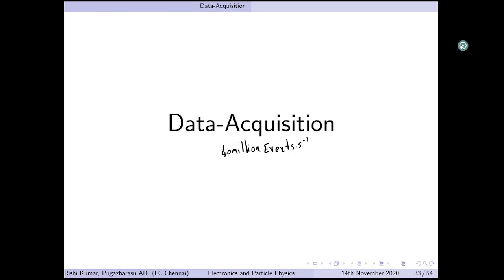So we are left with the problem of what do we do and how do we deal with it. The idea is to look only for the interesting pieces of data that we care about. This is where trigger circuits come in, which I'll talk about later. But logistically, the challenge is more with data acquisition here, so I'll talk a bit about it.